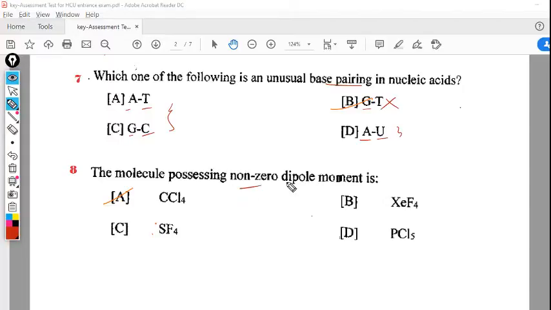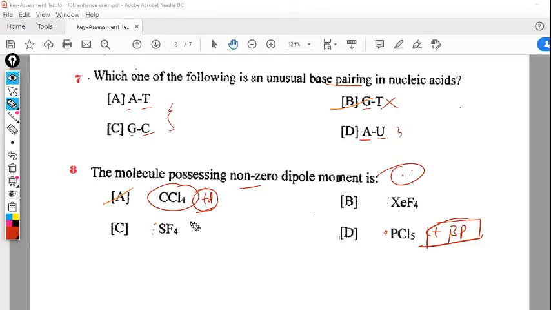Next, non-zero dipole moment having molecules. All the lone pair having molecules will have non-zero dipole moment. So you can see the lone pairs in xenon compounds and phosphorus. Phosphorus pentachloride does not have a lone pair, but it is trigonal bipyramid, which itself is not a symmetrical shape, so it's going to have a dipole. In SO4 also you have lone pairs. Tetrahedral is the perfect symmetrical orientation. If it is having 4 similar atoms, it's going to be zero dipole moment.